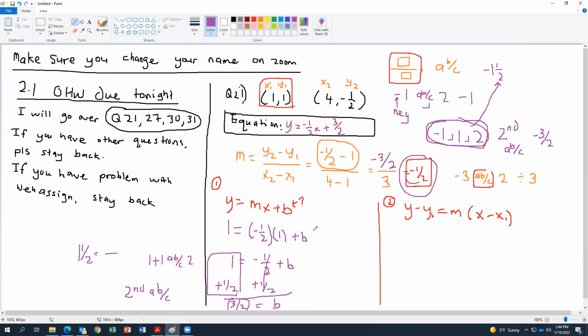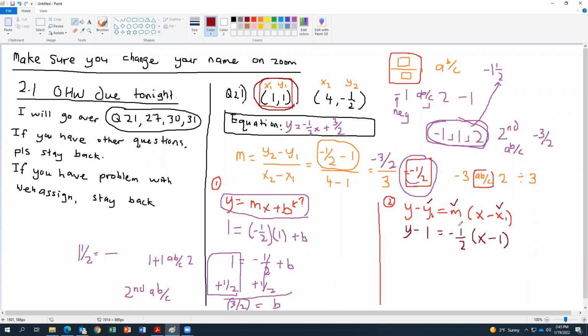Now, this is one way to do it using this equation, which I strongly suggest you do. Another way is to use the point slope form. So what you do here is you substitute your y1, your m, and your x1. Again, your y and x is your point that you use here. So I will pick this point. So y minus 1 equals your slope, which is negative 1/2, times x minus x1, in this case 1.